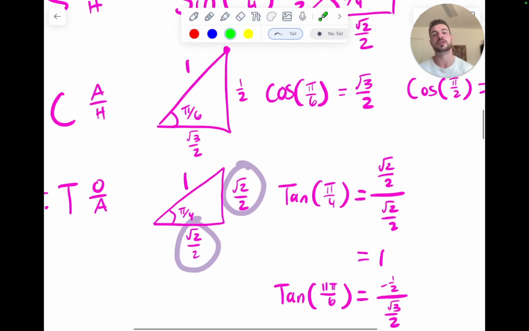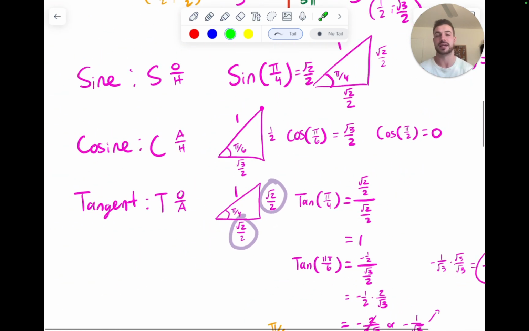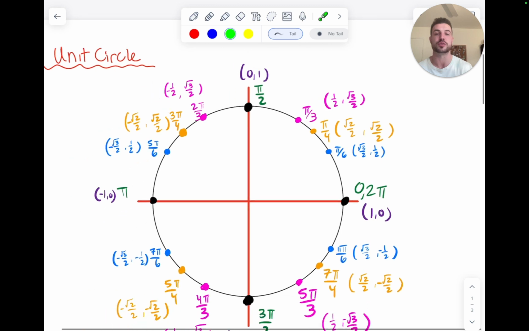Okay, so unit circle is a little bit more complicated. I get that. I do understand. But again, we're just trying to introduce some of the ideas that come with our trig functions, sine, cosine, and tangent. And the unit circle is our tool to do that, okay?